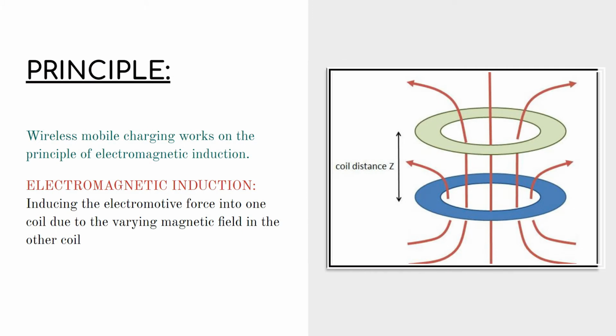Principle of wireless mobile charging. Wireless mobile charging works on the principle of electromagnetic induction. Electromagnetic induction is inducing the electromotive force into the coil due to the varying magnetic field in the other coil.